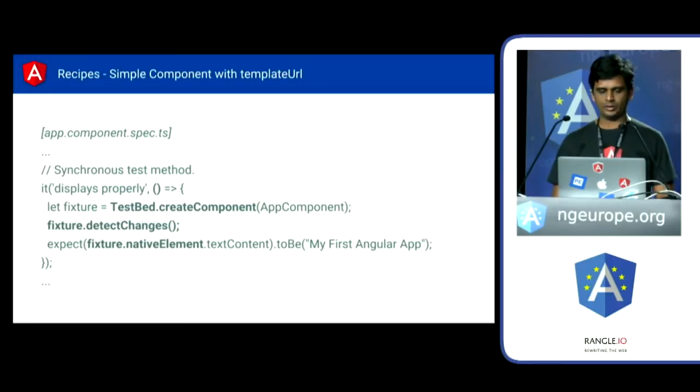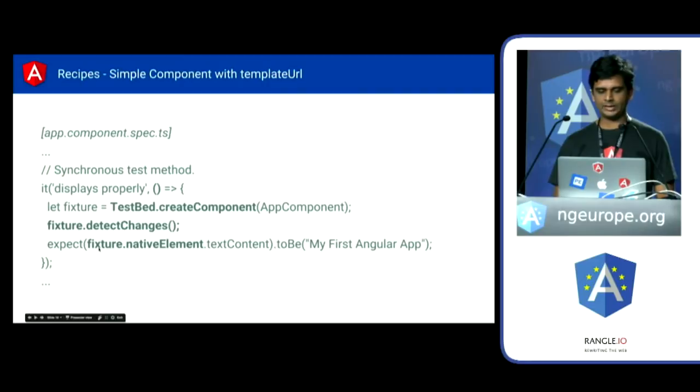And then in your actual test method, you have a way to create the component that you want to test, and that returns something we call a fixture. Every time you want some change in your component to be reflected back in the DOM, you call detect changes. It's essentially running the same change detection that Angular runs in production, and in your unit tests you have more control of when that has to run.